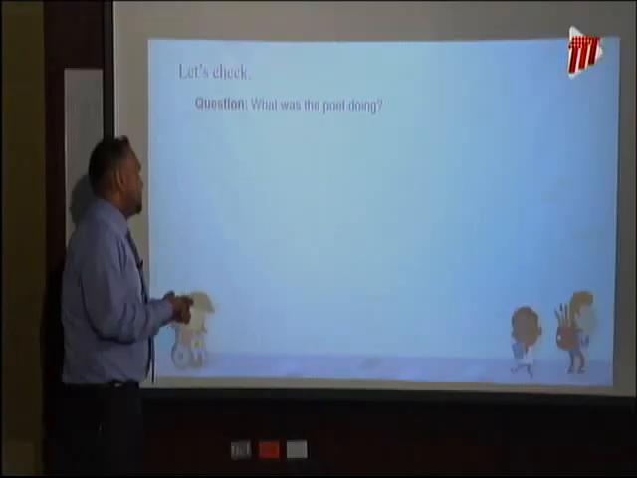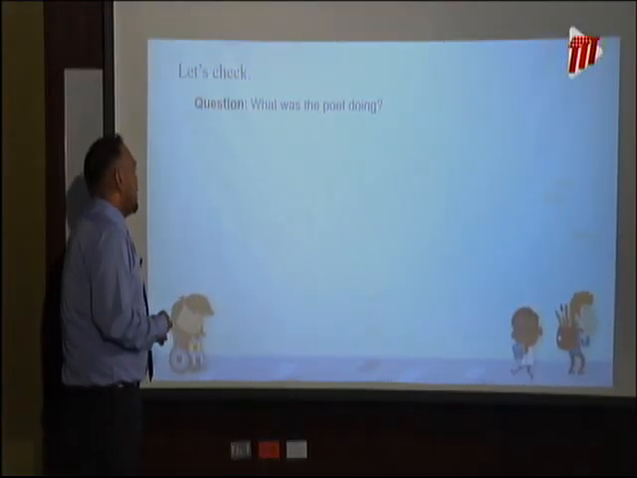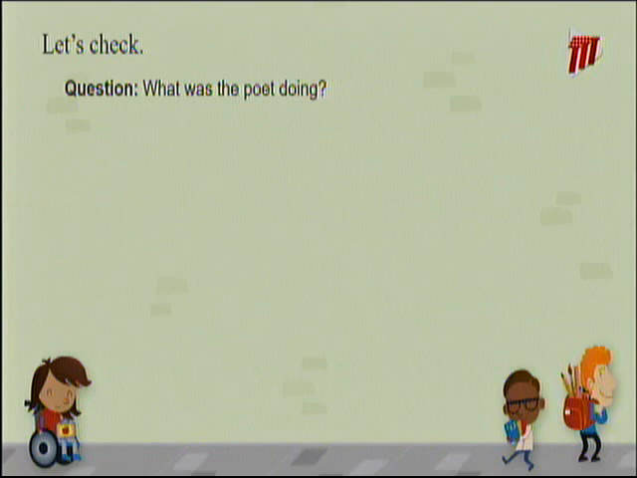Let's check. Our first question asks, what was the poet doing? Let's take a look at this question. The question asks us to consider what was the poet doing. The word doing, it's a verb, so we would go to our poem and look for verbs to help us figure out what the poet was doing.